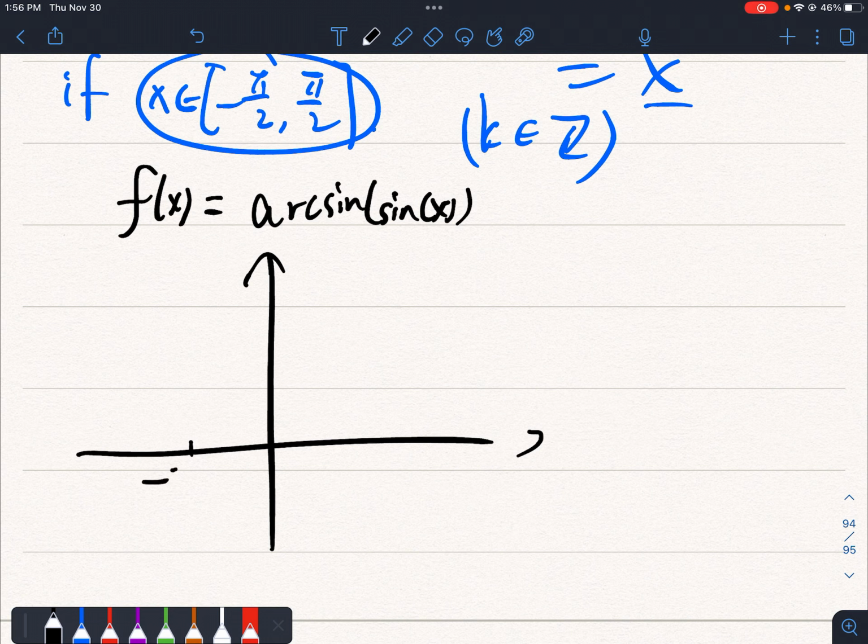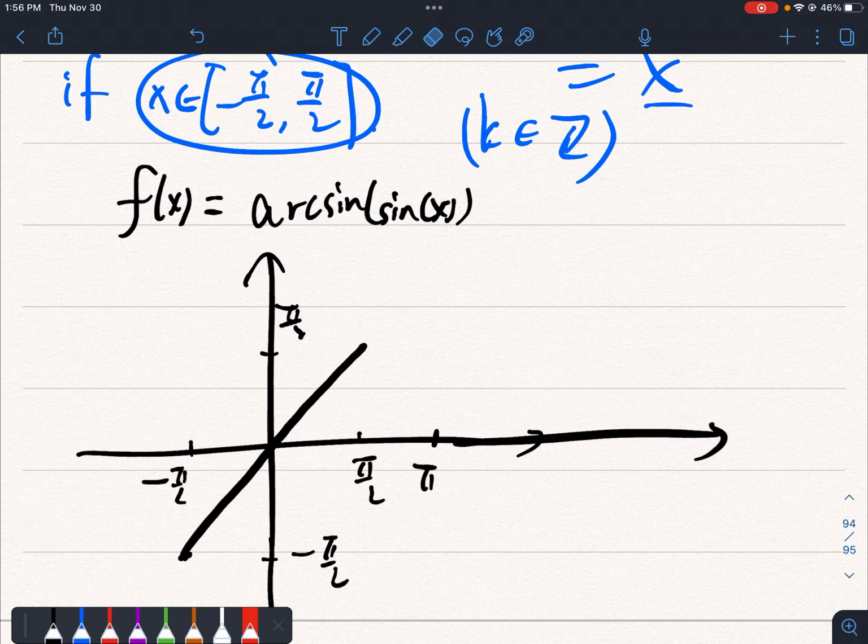Then you can see that the graph, at least for the points x from minus pi over 2 to pi over 2, has to coincide with y equals x. So if you look at minus pi over 2 and pi over 2, then what you have is this graph, right? This is arc sine of sine x. It will be equal to x in this area.